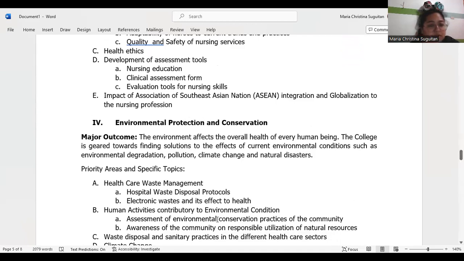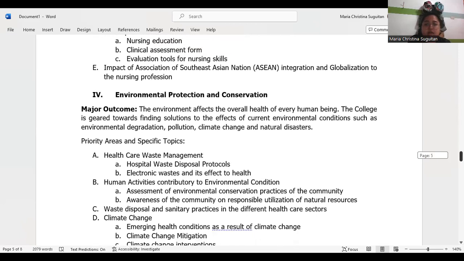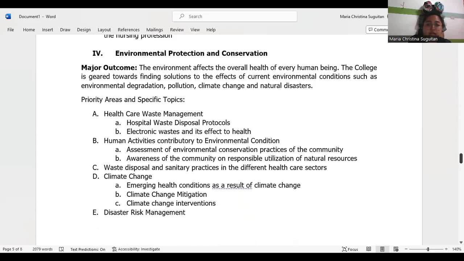Sabi ko nga sa inyo, you can present your research not just here in the Philippines, not just here in your country, not just here on your region, but you can present it nationally or other country. Okay? And then, so that they can use your study as the basis or another research for them to expand their knowledge. And then we have the environmental protection and conservation.